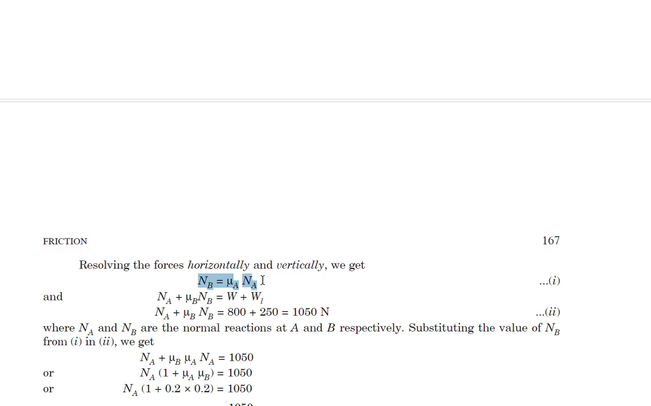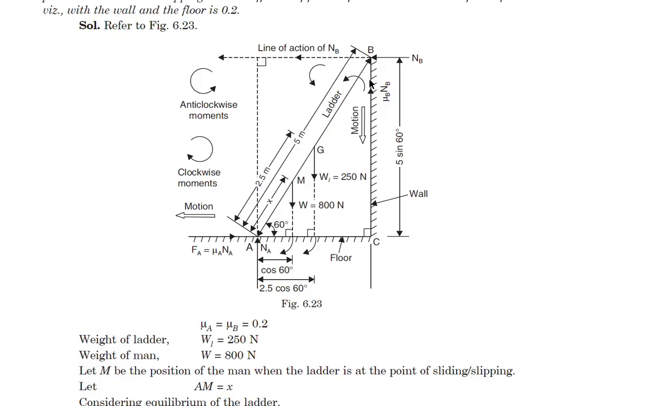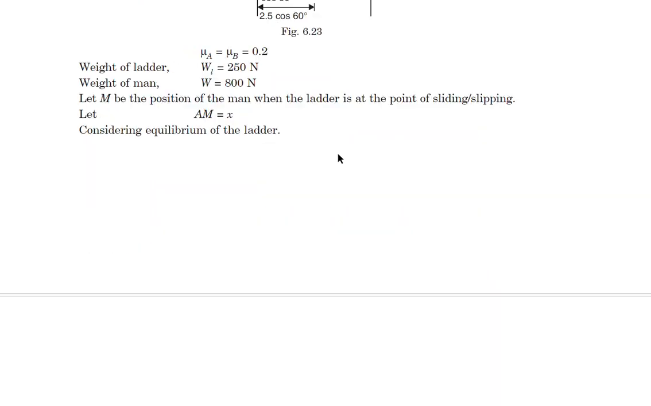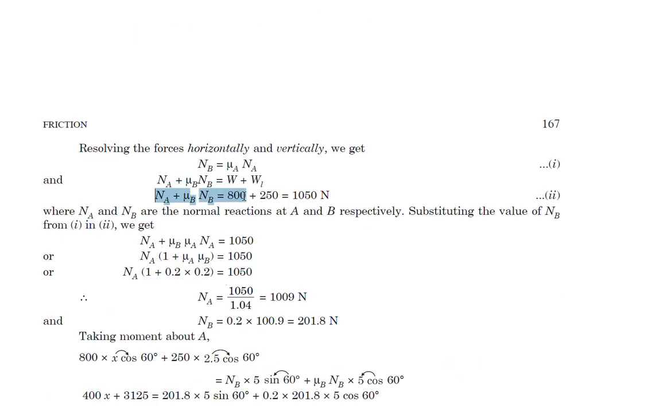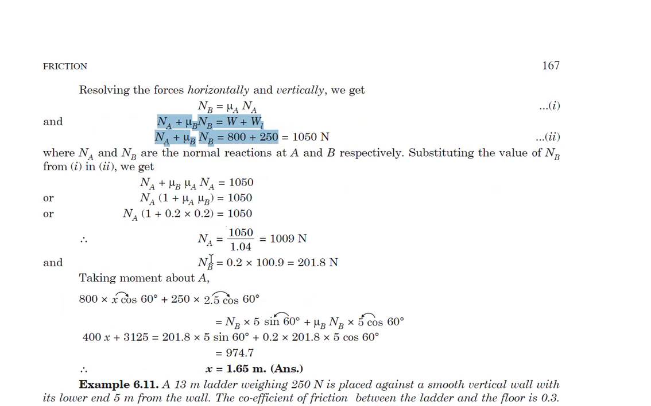So you have this equation, and then you have another equation in which you resolve all the vertical forces. So this friction force, then the weight of this ladder, the weight of the man, and then this reaction force, so total four forces. Then you can find out the moment about point A, and accordingly you can find out the value of x, which is the unknown over here.